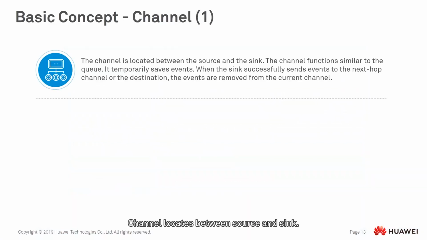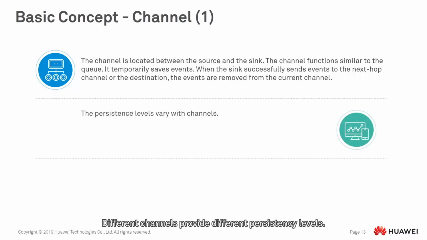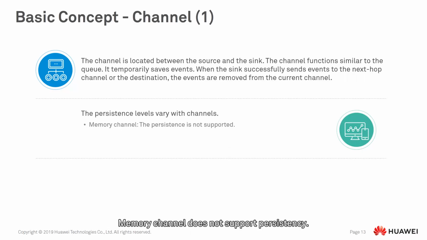Channel locates between source and sink. A channel caches received data and sends the data successfully processed by the sink to the next channel or final destination. The data is then removed from the channel. Different channels provide different persistency levels. Memory channel does not support persistency.